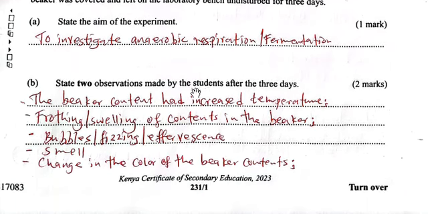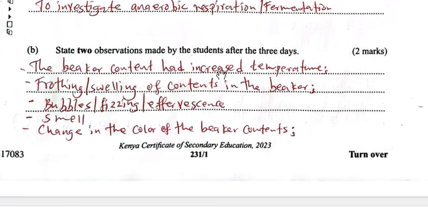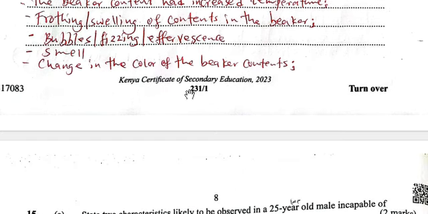Part B, state 2 observations made by the students after 3 days. The beaker contents had increased in temperature. There was a frothing or swelling of contents in the beaker. Then we had bubbles or fizzing or effervescence. Then we had a smell and change in color of the beaker contents.